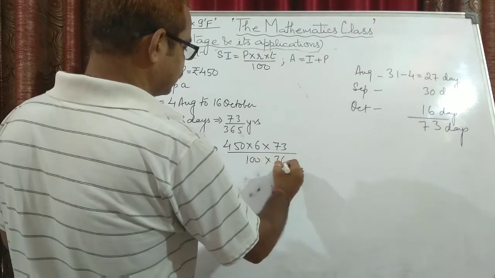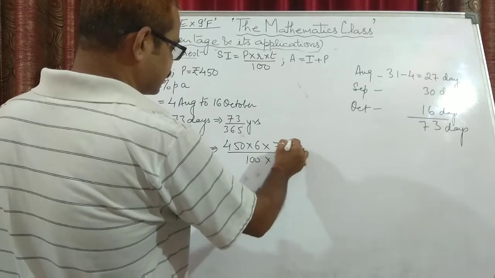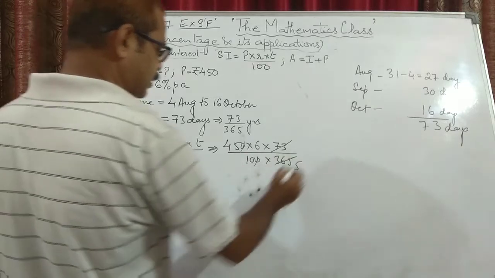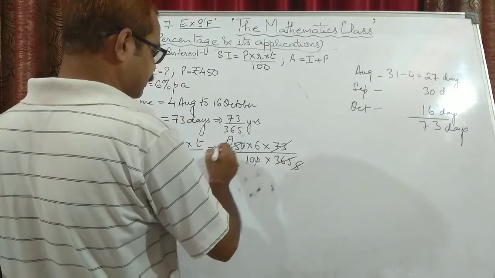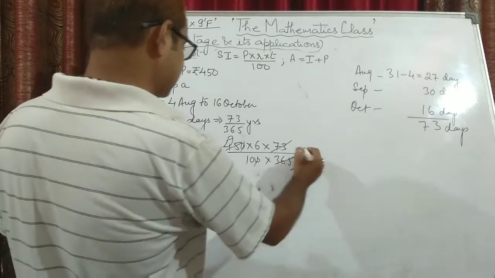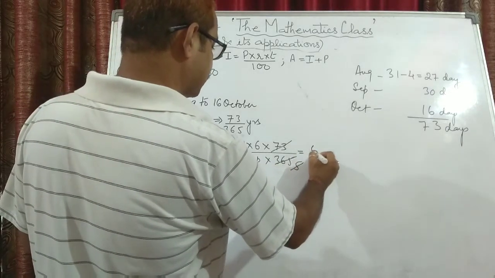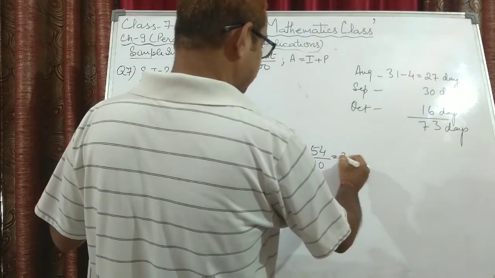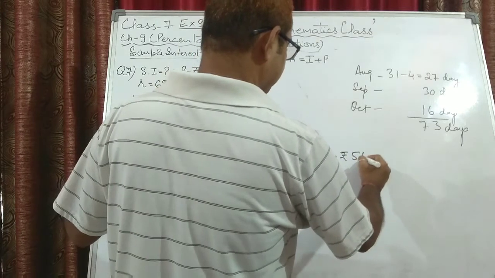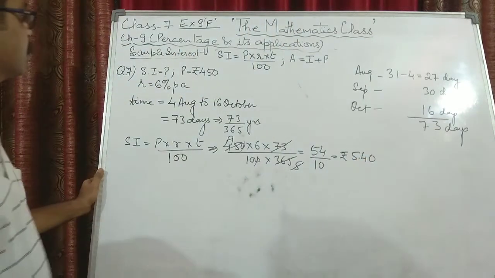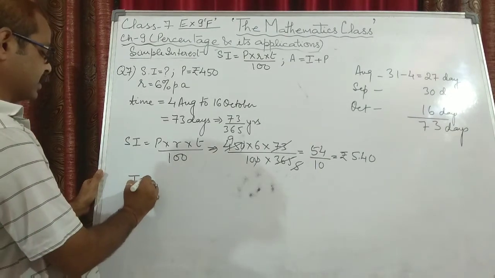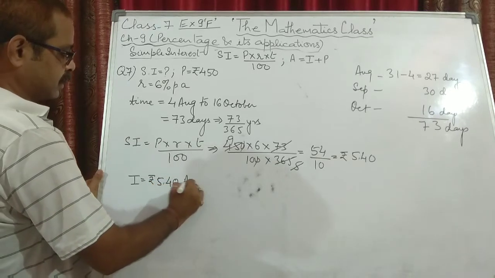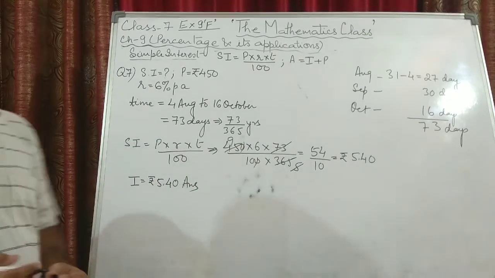Principal is rupees 450, rate is 6%, that will be 6 upon 100, and time is 73 upon 365. 3 5s are 15. This 73 5s is 365. 0 and 0 cancelled. 5 9s are 45. 5 9s are 45. 9 6s are 54 upon 10. That will be rupees 5.4 or we can say 5.40. So the interest for the above data is rupees 5.40. That is the final value. Now we move on to the next question.